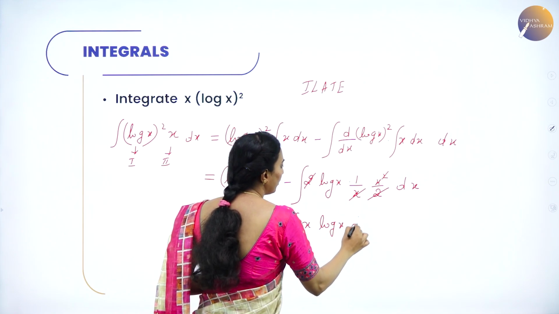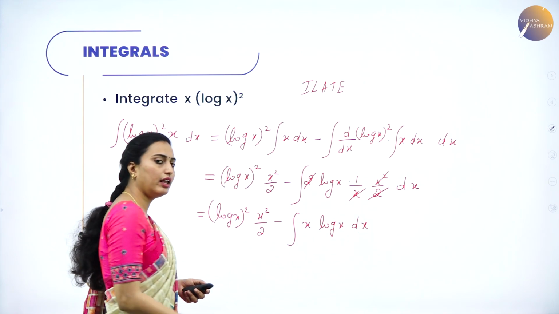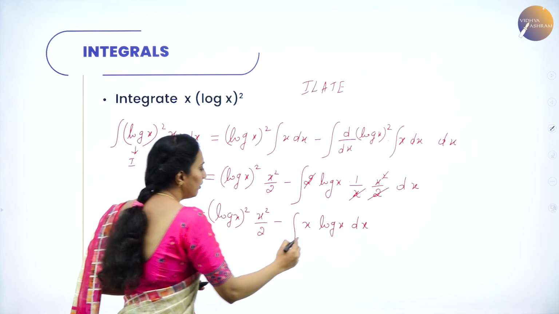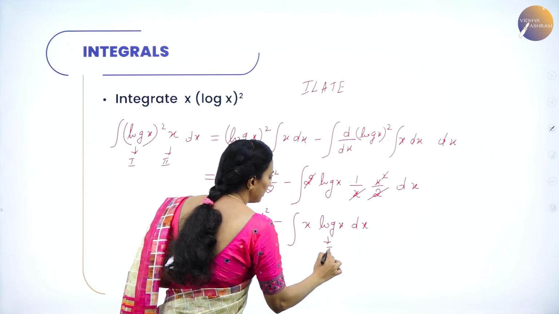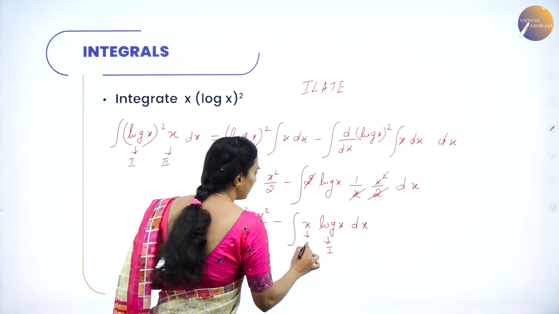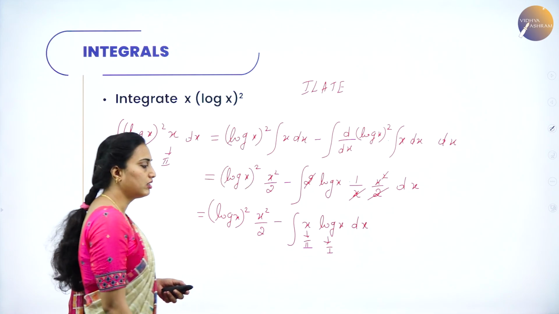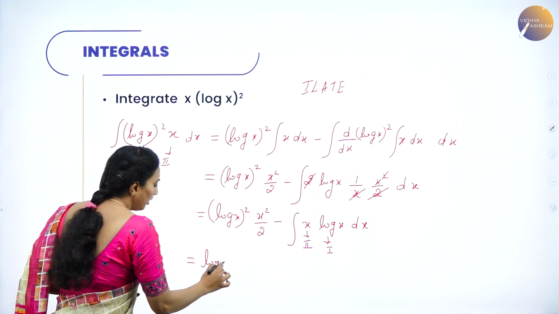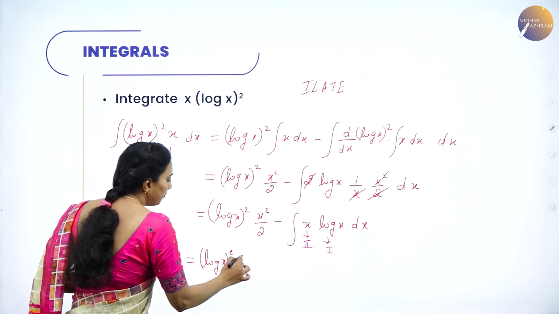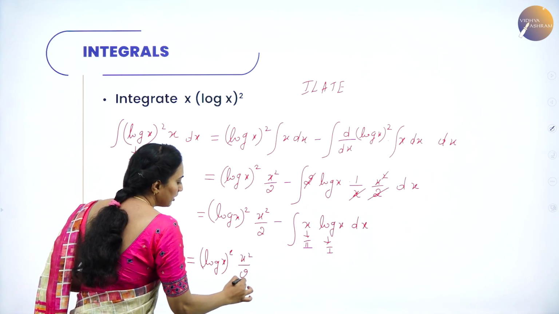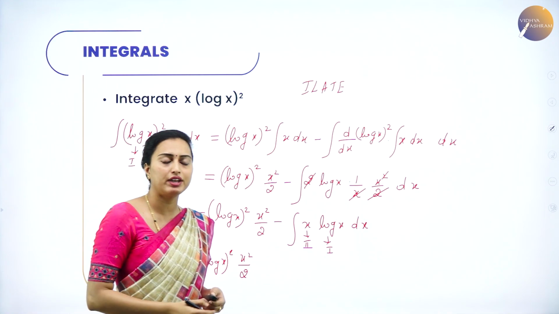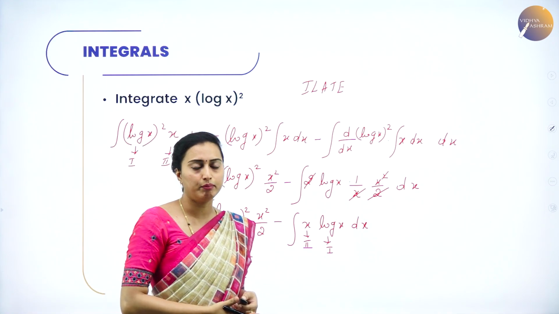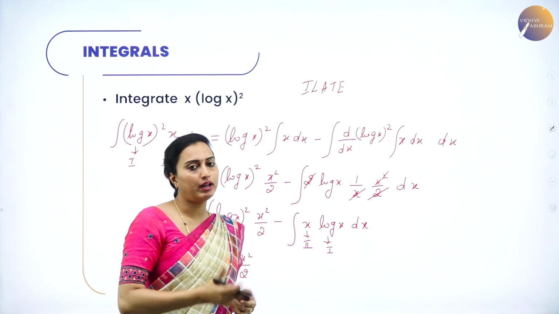Now again, what are you going to select as the first function? Again, the ILATE rule you are going to apply here. First function is nothing but the logarithmic and second function is nothing but algebraic. So therefore, you are moving according to the formula, log x whole squared. Be careful dear students, here you have a minus sign. Whenever you have a minus sign, please open the bracket because the minus sign will be multiplied inside.